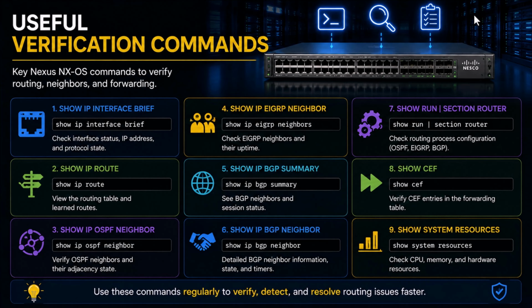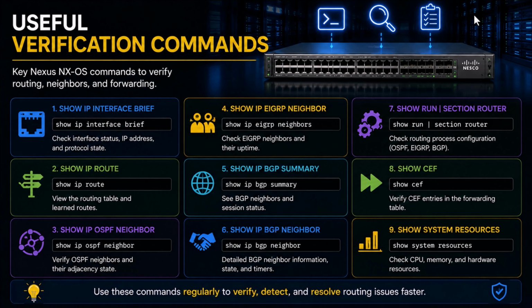For OSPF, use Show IP OSPF Neighbor. For EIGRP, Show IP EIGRP Neighbors. For BGP, Show IP BGP Summary. This is one of the most useful BGP commands because it quickly shows the state of your BGP neighbors. For more detail, Show IP BGP Neighbor. You can also inspect the routing configuration with Show Running Config and Section Router.